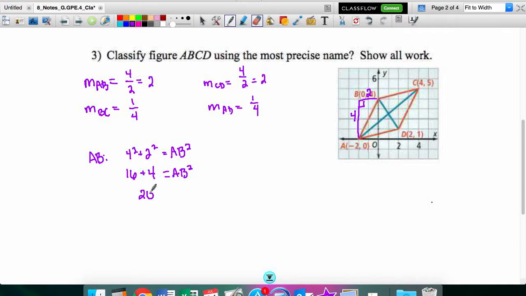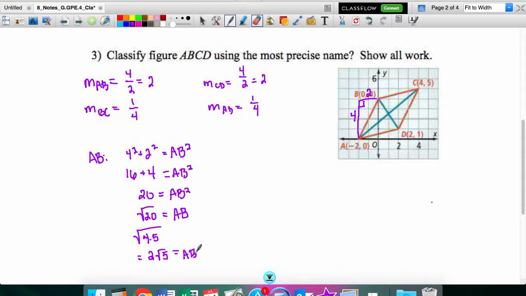And once again, simplifying, I get 20 equals AB squared. To calculate my AB and get rid of my square, I'll take the square root, leaving me with the square root of 20. If you would like to reduce this radical, it would reduce to 4 times 5 underneath the square root, and then once again to 2 radical 5. So 2 radical 5 is the length for AB.